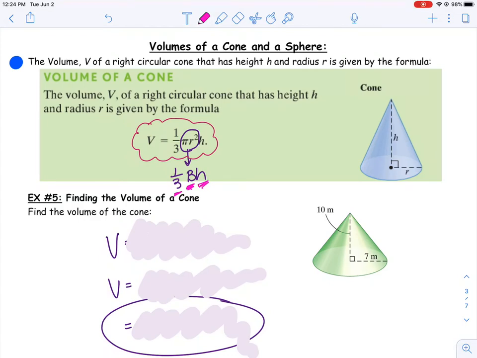Well, if a cone is just a circular pyramid, then the area of its base is really just pi r squared. So you could say 1/3 big B times h, or for the cone specifically, you can say that the volume is 1/3 pi r squared h. Remember, it's height, not slant height. And then you're going to do pi r squared for the radius.